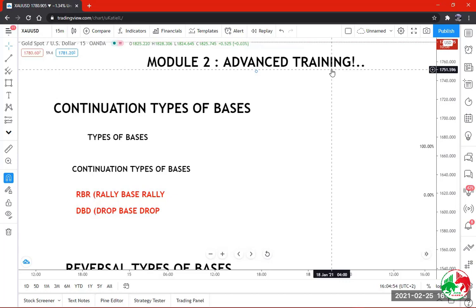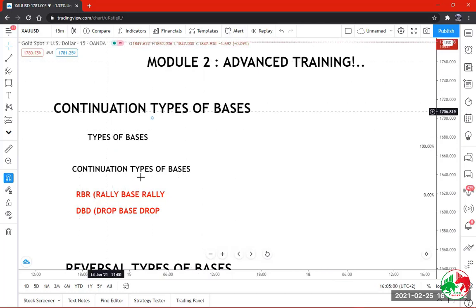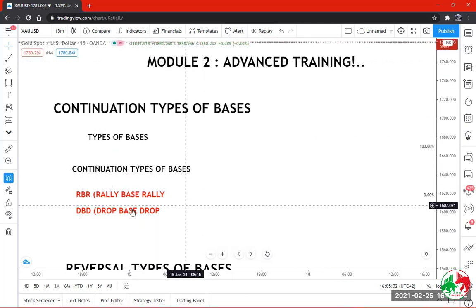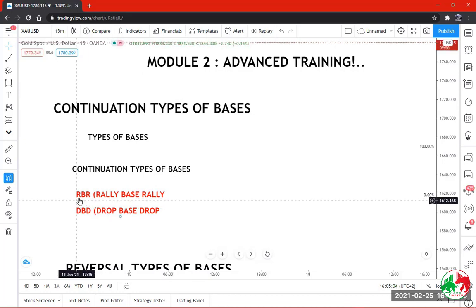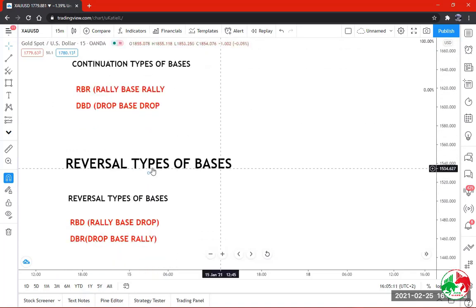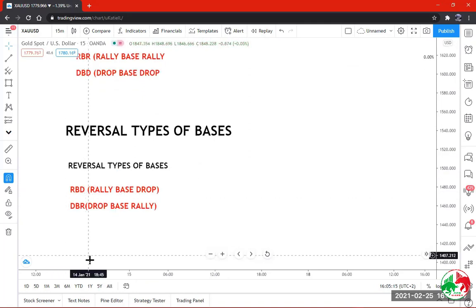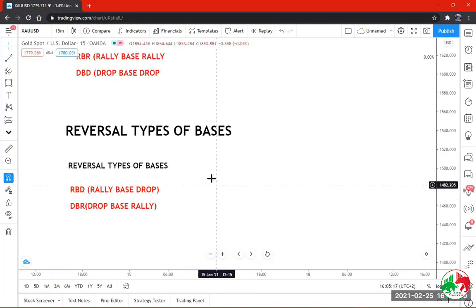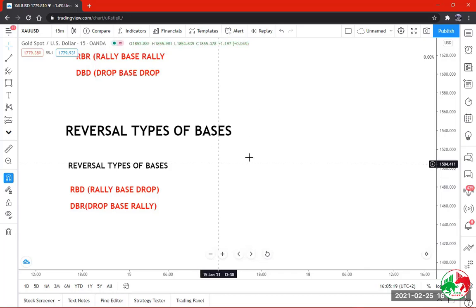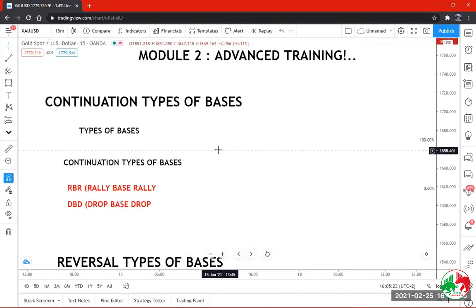Okay, so we have 2 types of bases. We have the continuation types of bases, which are the rally base rally and the drop base drop. Then we have the reversal types of bases, which are the rally base drop and the drop base rally. So let's start with the continuation types.